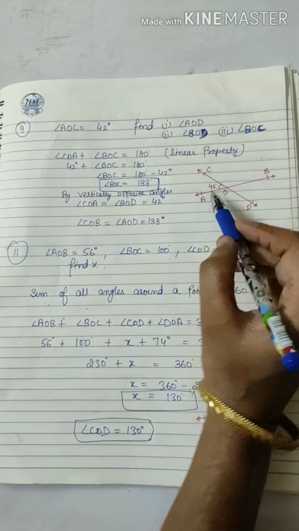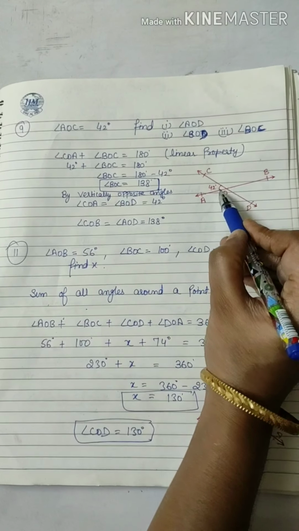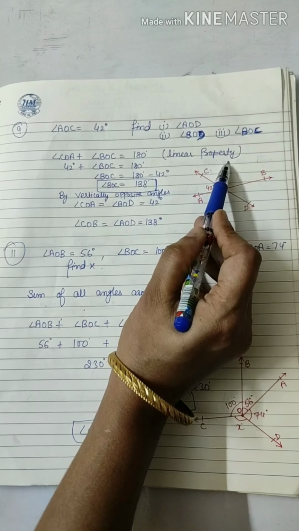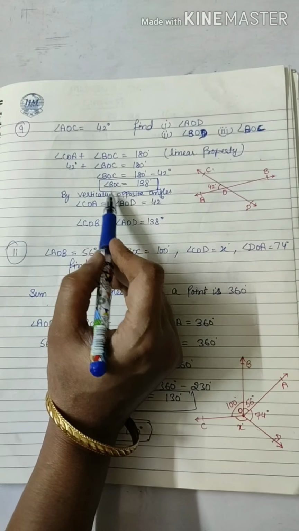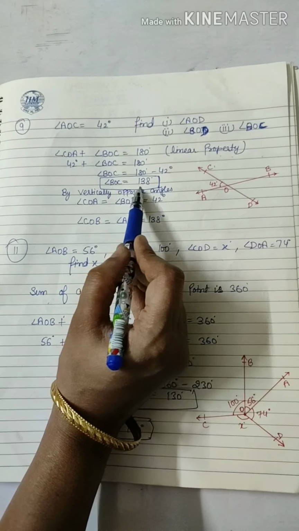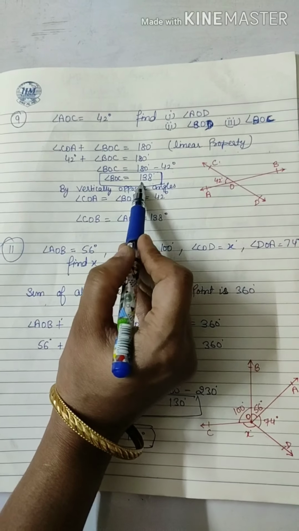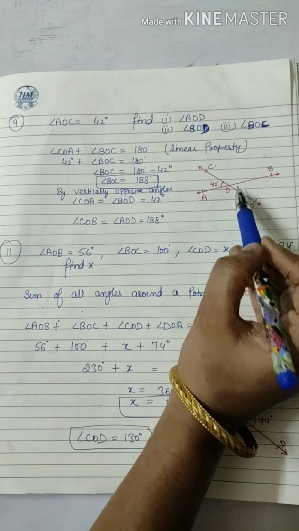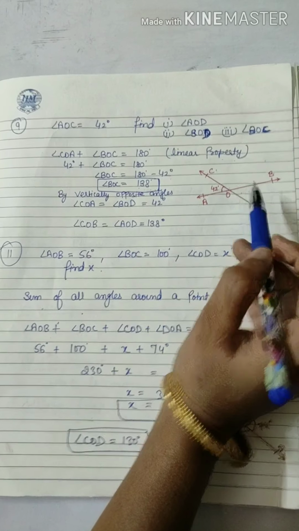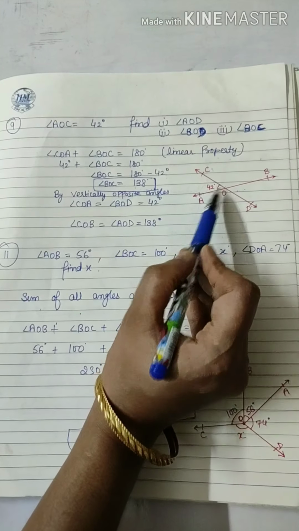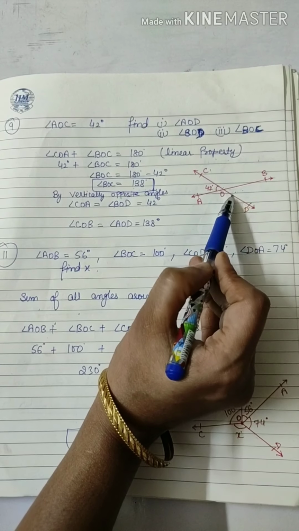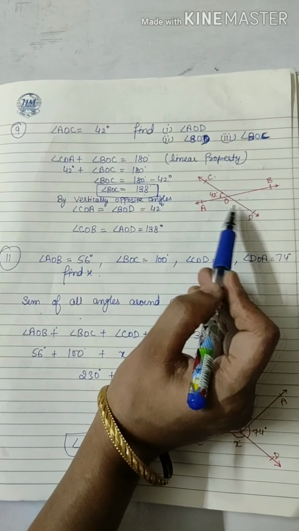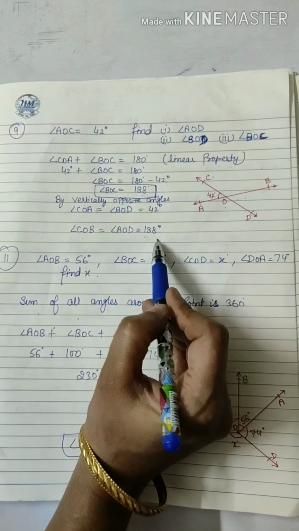So we know AB is a line. So 42 plus BOC angle will be 180 degree because of the linear pair property. So we can easily find the value of BOC. 180 minus 42, it will be 138. AOC and BOD are vertically opposite angles. So if AOC is 42, then BOD will be 42 degree, and BOC is 138. So angle AOD would be 138 degree.